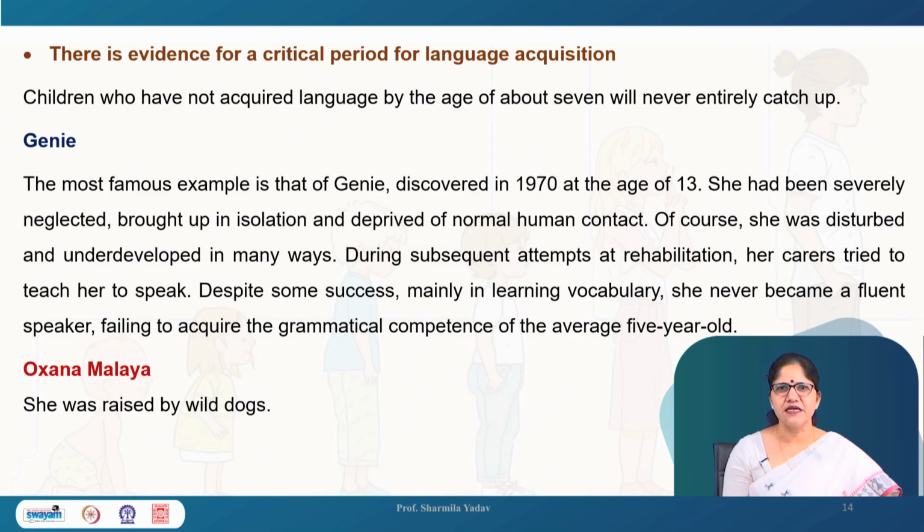During subsequent attempts at rehabilitation, her carers tried to teach her to speak. Despite some success, mainly in learning vocabulary, she never became a fluent speaker, failing to acquire the grammatical competence of the average 5-year-old. Another is Oksana Malaya. She was raised by wild dogs. She barked like dogs, and had no human language. Even rehabilitation was not successful for Oksana Malaya.